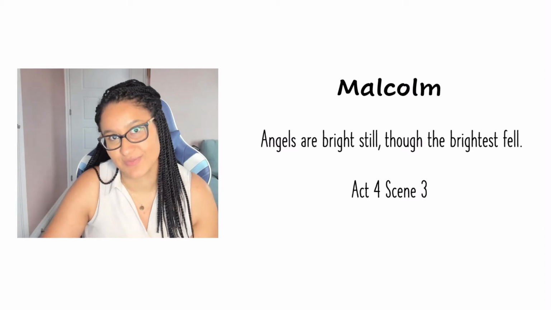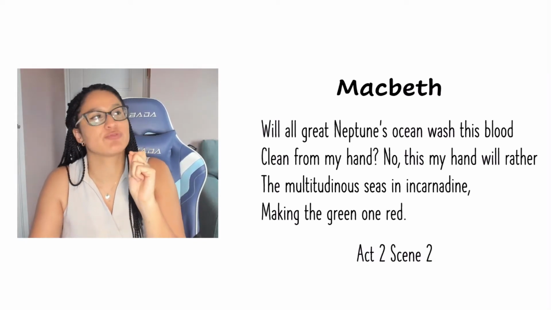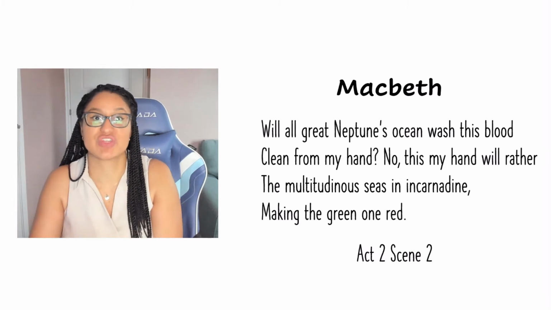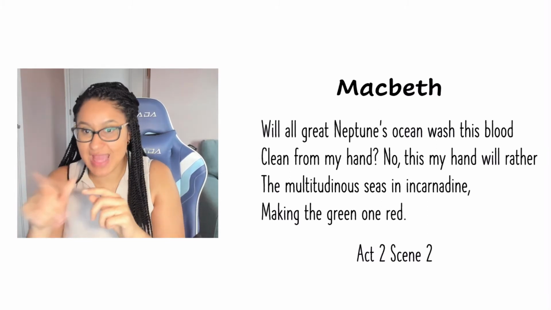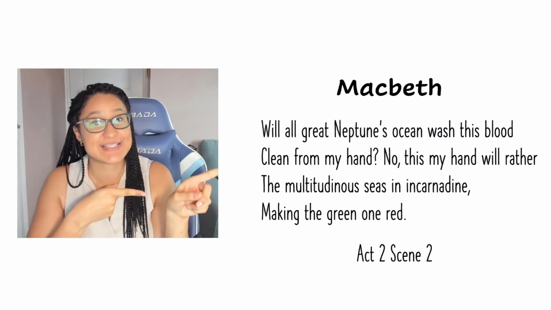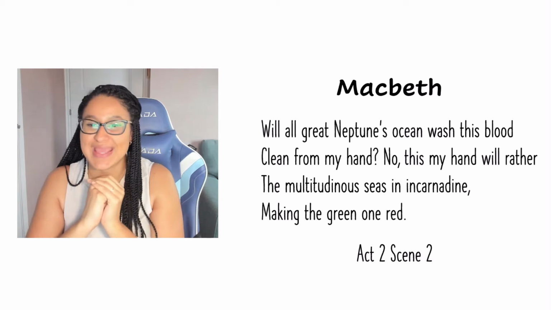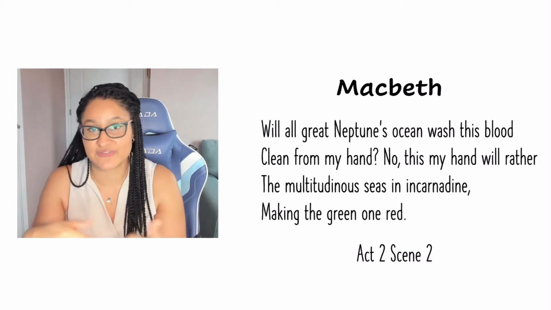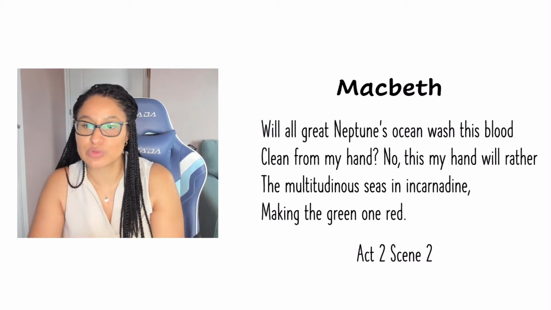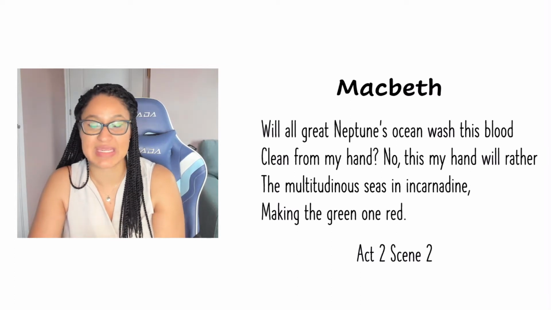Hands. Hands are a really important symbol in Macbeth in representing action and responsibility. And we can see that in this quote. I keep pointing in the wrong direction! We can see that in this quote from Act 2, Scene 2 of Macbeth, where he has just killed King Duncan and he's feeling really guilty, and he says, "Will all great Neptune's ocean wash this blood clean from my hand? No, this my hand will rather the multitudinous seas incarnadine, making the green one red."